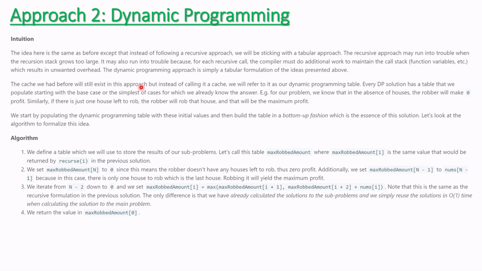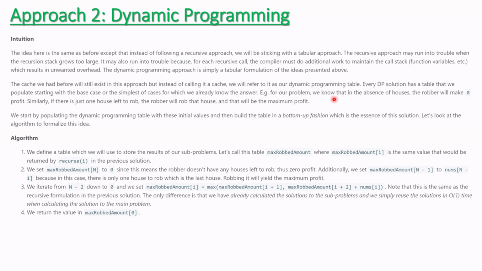The cache we had before will still exist in this approach, but instead of calling it a cache, we will refer to it as our dynamic programming table. Every DP problem's solution has a table that we populate starting with the base case, or the simplest of the cases for which we still know the answer.